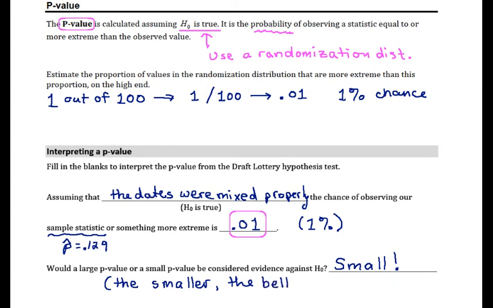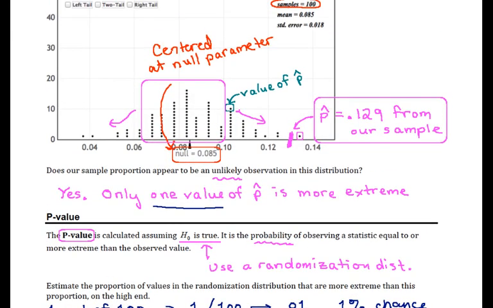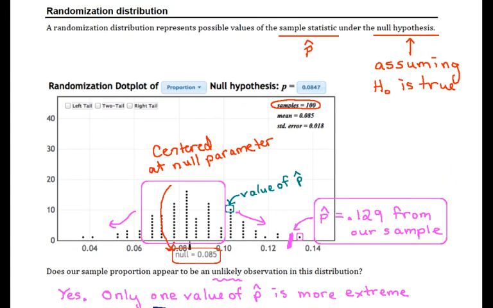You can also think of the p-value as some sort of measure of how far apart your null parameter and your sample statistic really are in the context of the sampling distribution for that population parameter, which we're estimating with this randomization distribution. Of course, that's a whole lot of statistical language, so sometimes a picture's worth 1,000 words, right? We can look back at this picture and see if the dates are mixed properly, we really expect to see values concentrated at the center. When we start to see values more out in the tails, that gives us a smaller p-value, and it gives us stronger evidence against that null hypothesis.